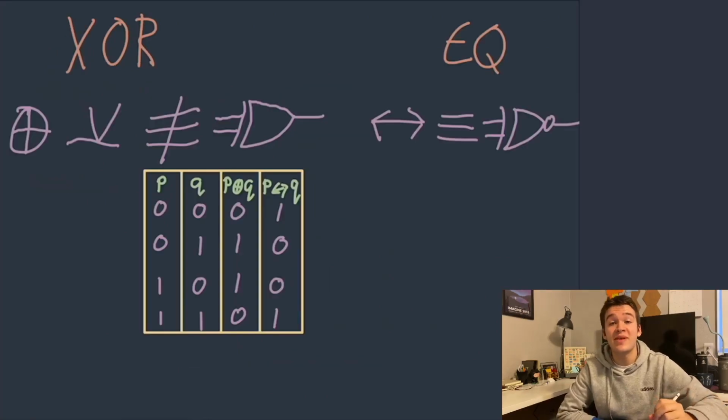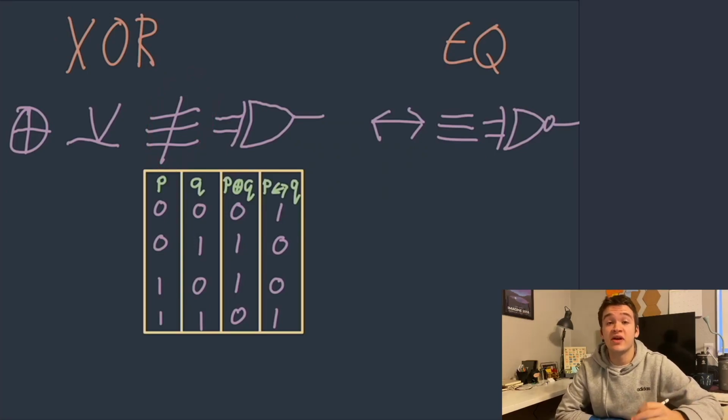Now that we have those three basic operators out of the way, we can move on to the more advanced operators, starting with XOR. XOR stands for exclusive OR, and it's essentially the same thing as OR, except it outputs false in the case where both of them are true. If you take a look at the truth table for P XOR Q, you will see that it essentially just outputs true whenever the two operands are not equal, which makes it so that oftentimes it is represented with a not equal sign.